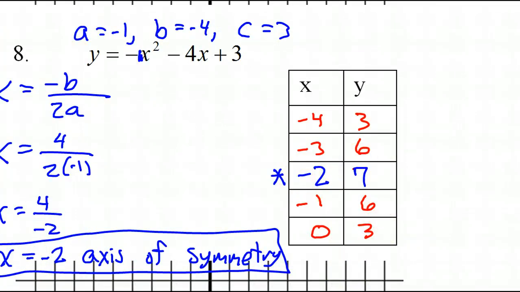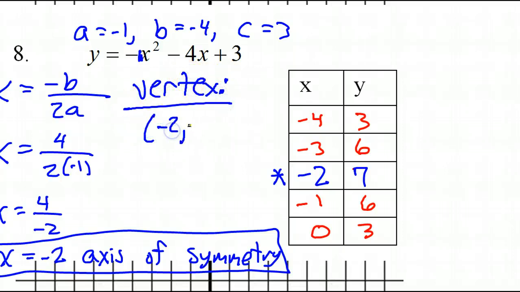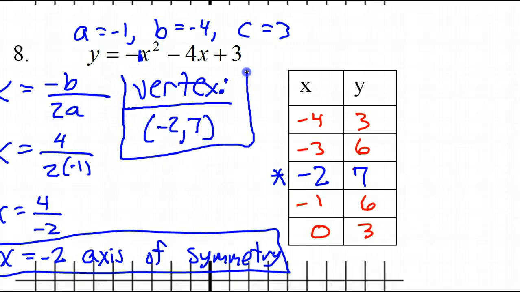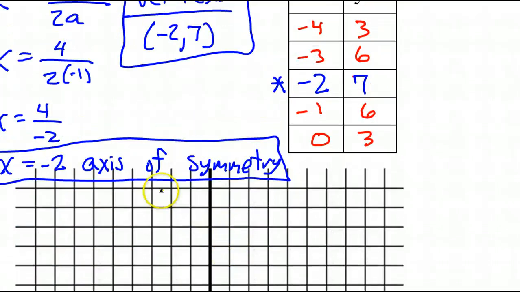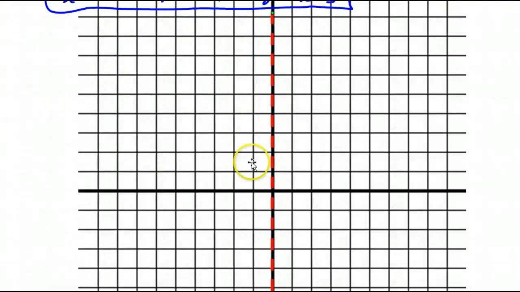Okay, by the way, we can already say what the vertex is, so I'm going to go ahead and do that. The vertex is -2, 7. Now all we really have to do is draw the axis of symmetry and graph it. So the axis of symmetry is a vertical line at -2. I'm just going to slide this over to -2 where it belongs.